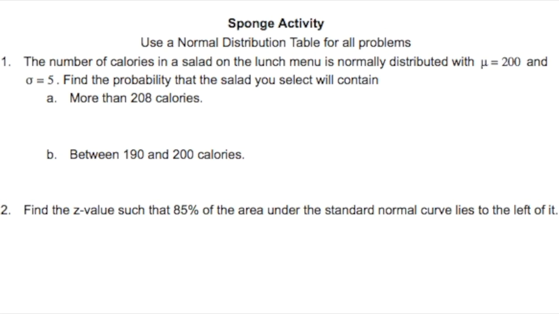Now time for the sponge activity. Make sure to use a normal distribution table for these problems. As I've mentioned before, it's in your book in the front. Number 1, the number of calories in a salad on the lunch menu is normally distributed with mu equals 200 and sigma equals 5. Find the probability that the salad you select will contain more than 208 calories and between 190 and 200 calories. And then number 2, find the z-value such that 85% of the area under the standard normal curve lies to the left of it.